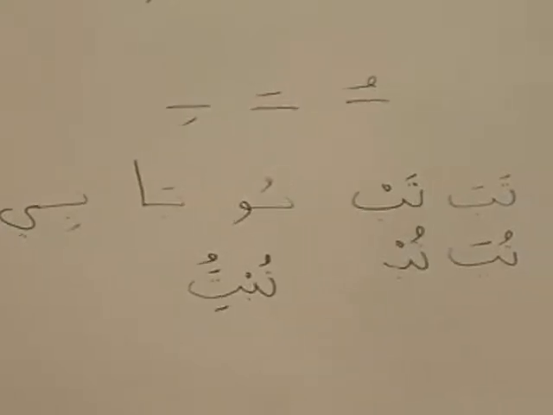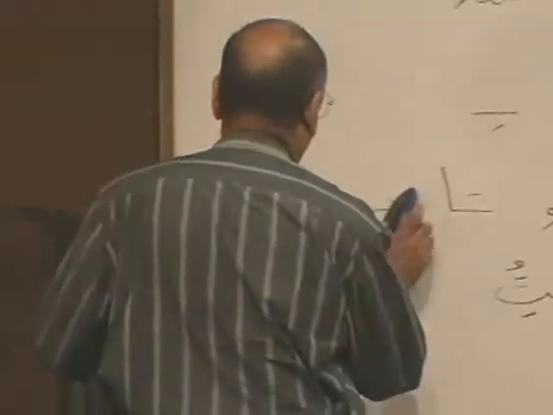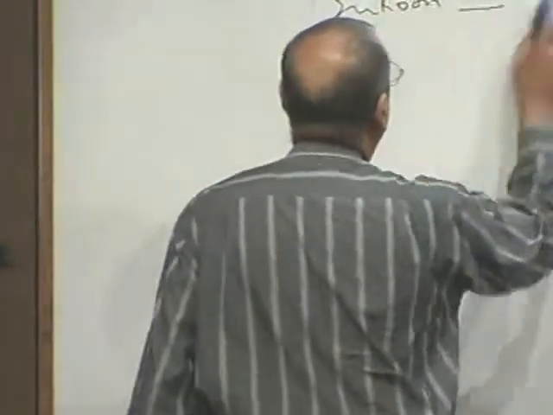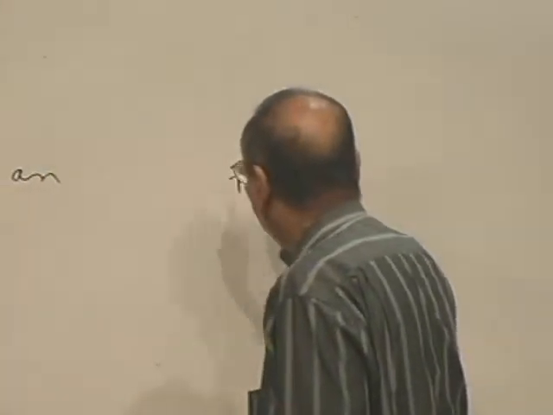Okay, now we come to another part of the handout, brothers and sisters. The noun is either definite or indefinite. Sahih, brothers and sisters? Either it is definite or indefinite. What do we do in English when it is an indefinite noun? How do we describe it, brother? By using a or an. Are you with me? This, when it comes in front of a noun, makes it indefinite. How do you make it definite? The. Okay, brother.